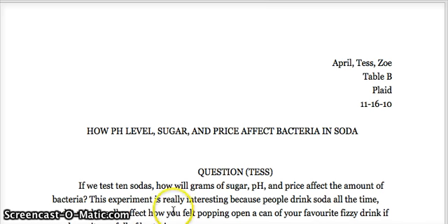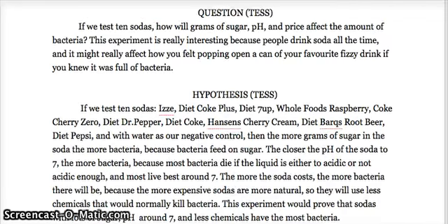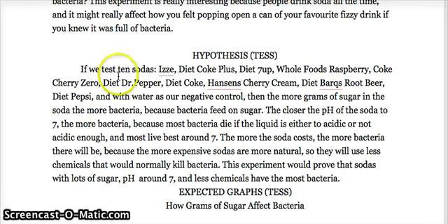Our question is, if we test 10 sodas, how will the grams of sugar, pH, and price affect the amount of bacteria that's in the soda? So if we test 10 sodas with our negative control as water, then we think that the more sugar in the soda, the more bacteria there will be, because bacteria feed on sugar.